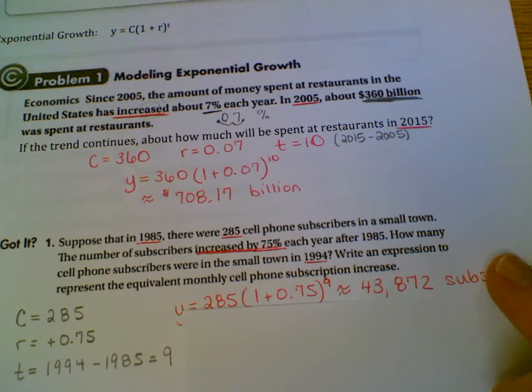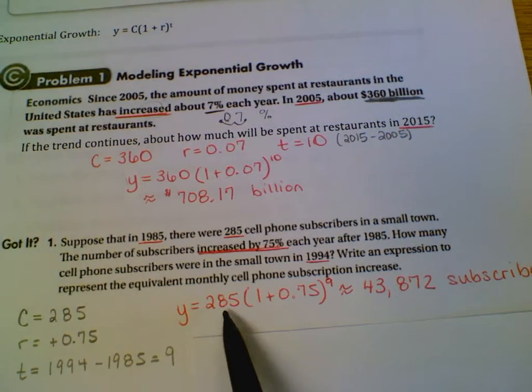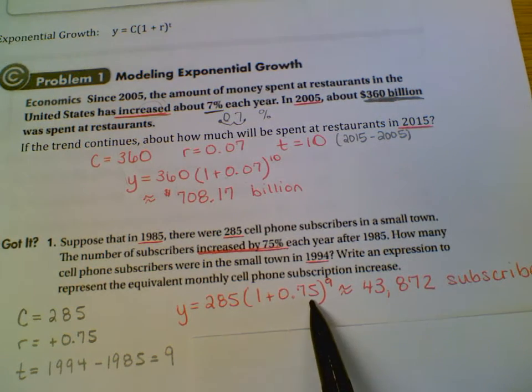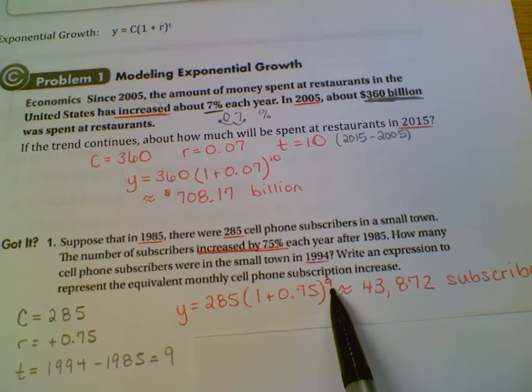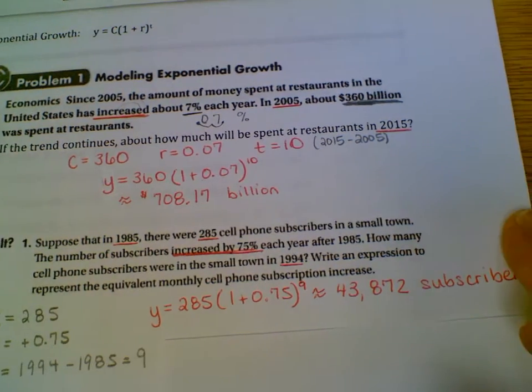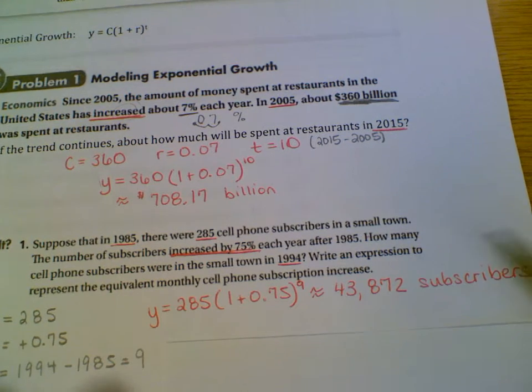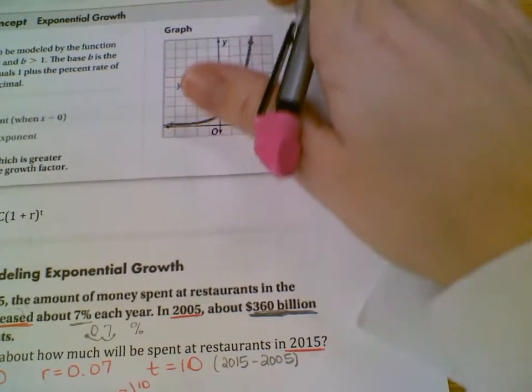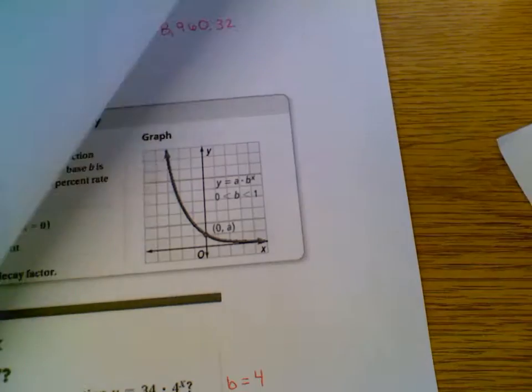So then plugging in, I would have 285, then in parentheses 1 plus 0.75, close the parenthesis, raised to the 9th power, which I put in as 9. When I type that into my calculator, I get around 43,872 because I rounded it to the nearest whole number, and then I would add in my label, which is subscribers. Okay, so those 2 problems only dealt with exponential growth.